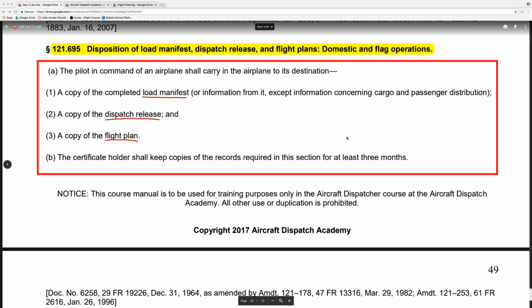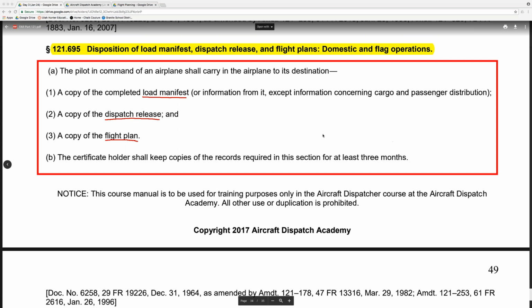So the load manifest, we're going to do the weight and balance and the load manifest part of it in this class. But typically the load manifest is put together by the pilot before takeoff. And he has to carry that to the destination with the dispatch release and the flight plan. Okay. Anybody have any questions on that one?